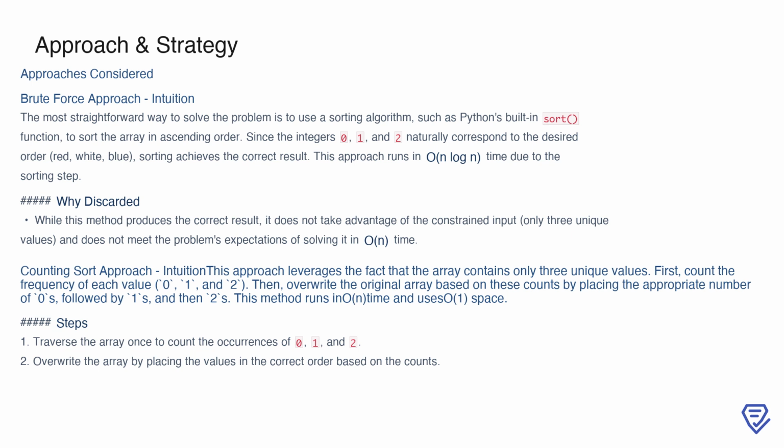Now, a slightly better approach is counting sort. Here, we count the occurrences of each value 0, 1, and 2 in a single pass, and then overwrite the array by placing the appropriate number of zeros, followed by 1s, and then 2s. This method is efficient, running in n time and using O(1) space. It involves 2 simple steps: first, traverse the array to count the values, and second, rewrite the array based on those counts. While this is a significant improvement, it still requires 2 passes over the array, and there's an even better solution available.